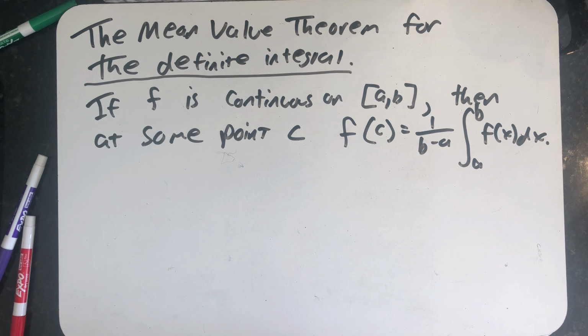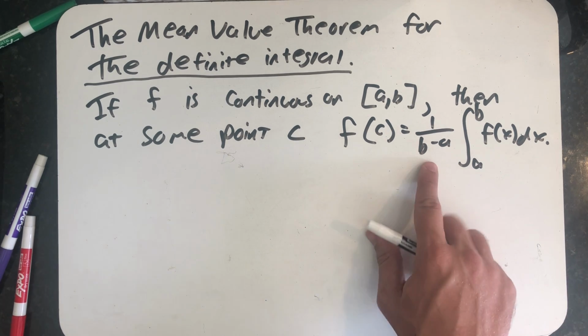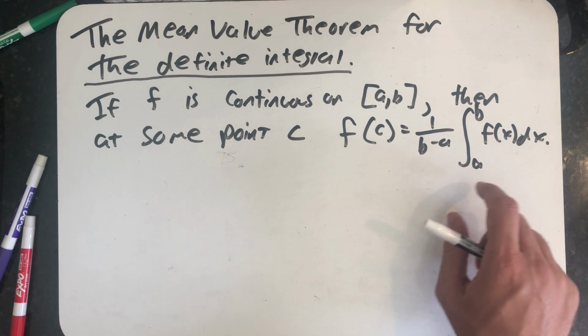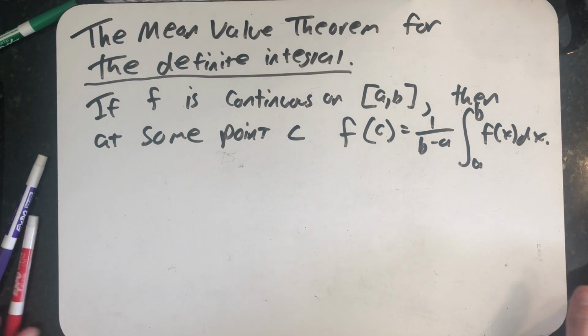The mean value theorem for the definite integral says that if f is a continuous function on the finite closed interval [a, b], then at some point c in that interval, f of c is equal to 1 over b minus a times the integral from a to b of f of x dx.